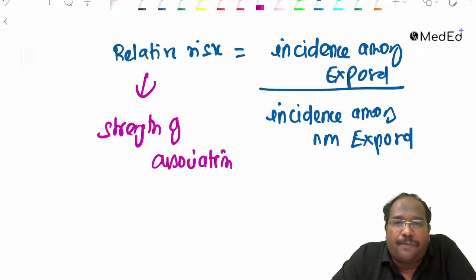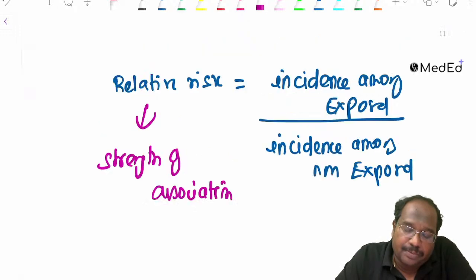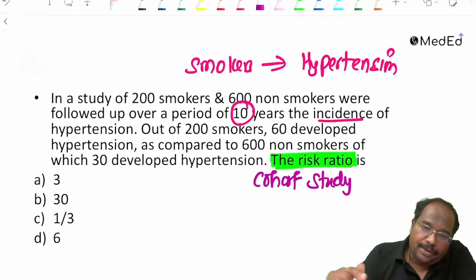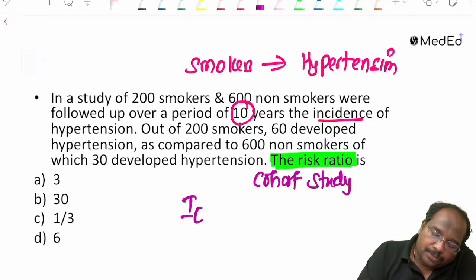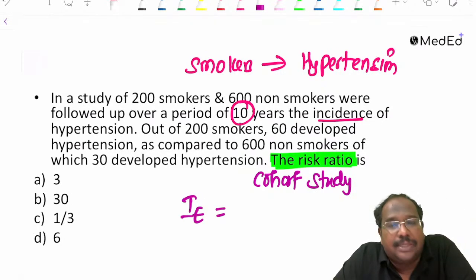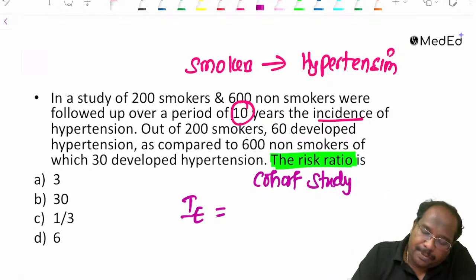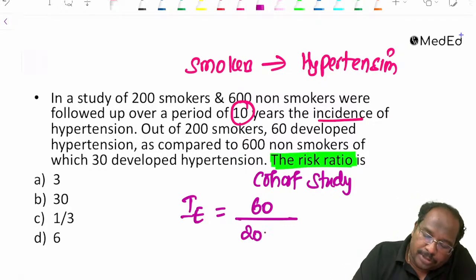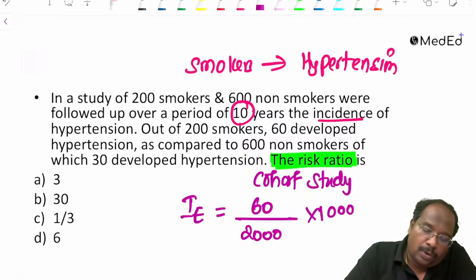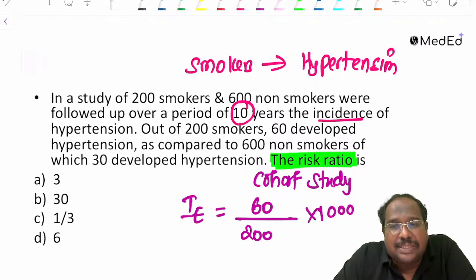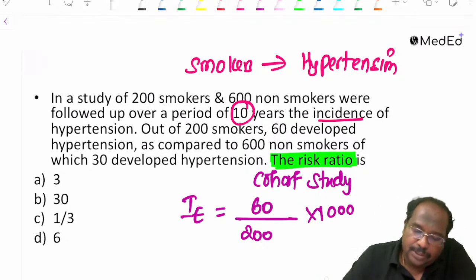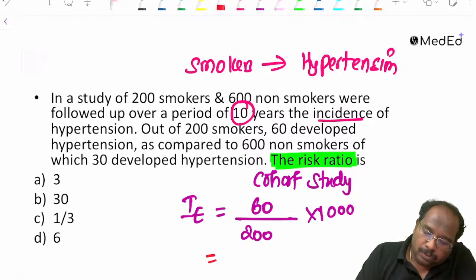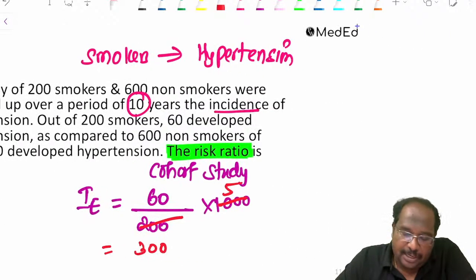Now for the relative risk, we have to find incidence among exposed by incidence among non-exposed. The incidence among exposed: 60 people developing disease, 60 out of how many? 200 smokers, multiplied by 1000. So what will be the value? That is 300. Incidence among exposed is 300.